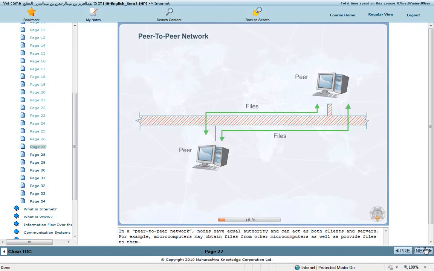In a peer-to-peer network, nodes have equal authority and can act as both clients and servers. For example, microcomputers may obtain files from other microcomputers as well as provide files to them.